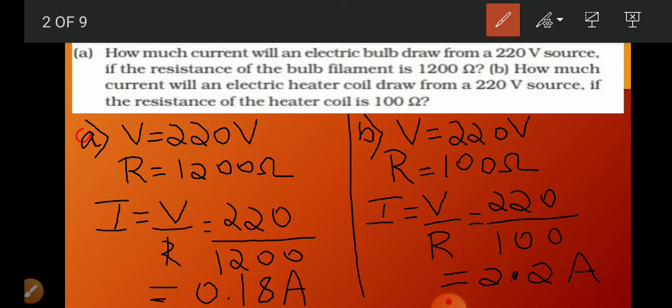In both cases the voltage was the same, the resistance was different, so the current is different. You can see here that where resistance is more, current is less. In the second case the resistance is less, therefore the current is more. As resistance increases, electric current decreases. As resistance decreases, electric current increases. For 100 ohm it is 2.2 ampere. For 1200 ohm it is 0.18 ampere.